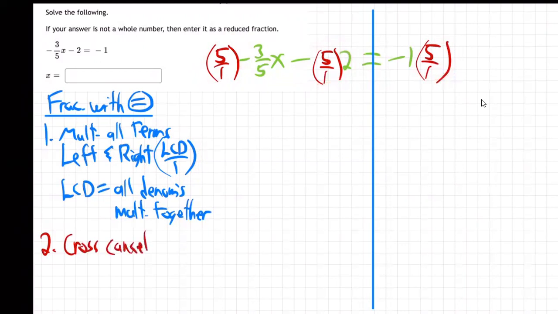All right, step 2: cross cancel, multiply the leftovers. Okay, let's cross cancel. So I'm going to cross cancel 5 and 5. What's left over? Negative 3x.